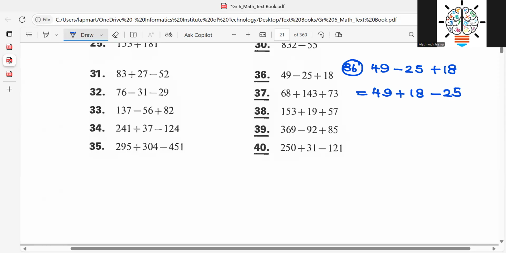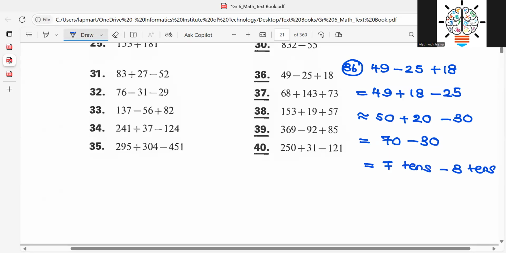So then you go to the working column. 49 is approximately equal to what? 50. And 18 is approximately equal to 20. 25 is 30. So then what happened? 50 plus 20 is 70. 70 minus 30 is 40. That means we can write that the 70 means 7 tens minus 3 tens. So then that is 4 tens, so 4 multiplied by 10. That is equal to 40.